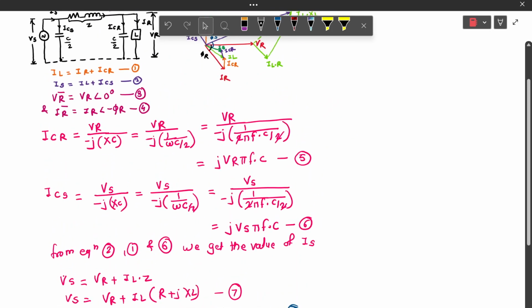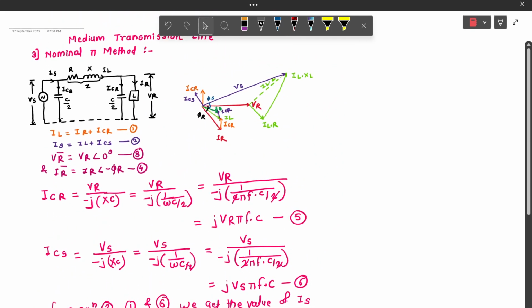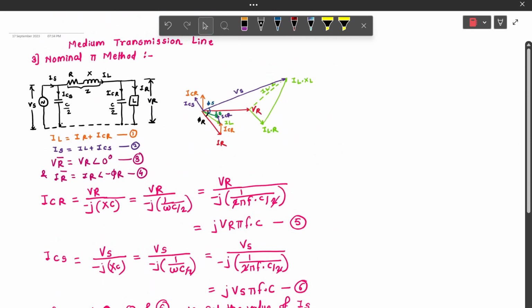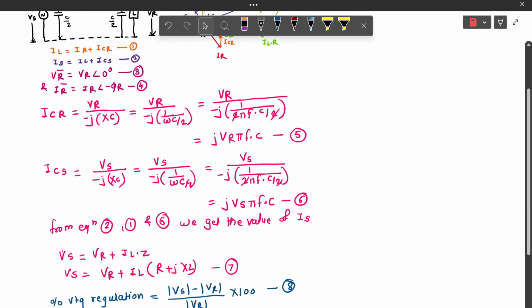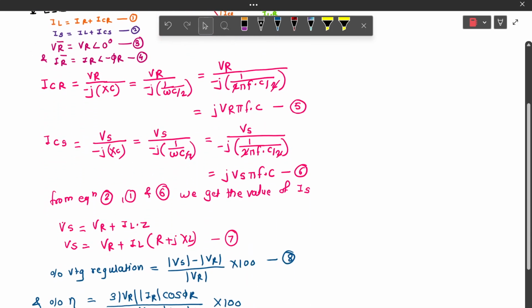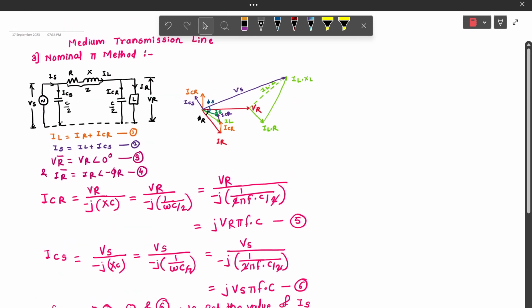Hence, from these different equations, we can determine the performance parameter of medium transmission line. Here, we can determine the values of sending end current, sending end voltage, percentage regulation and percent efficiency.